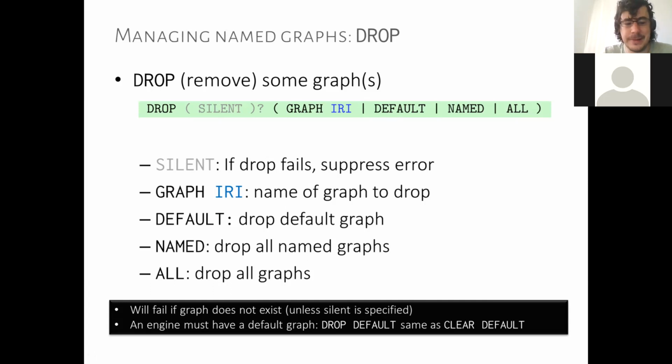So it's similar to clear. Drop default is the same as clear default here. It doesn't really remove the default graph, it just removes all the triples from it. So this will fail again if a graph does not exist unless silent is specified.